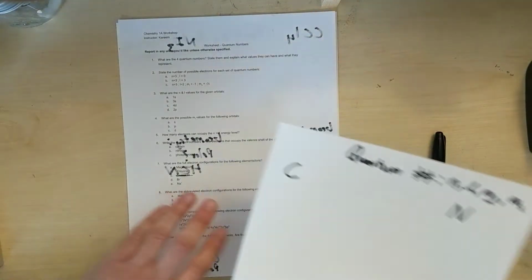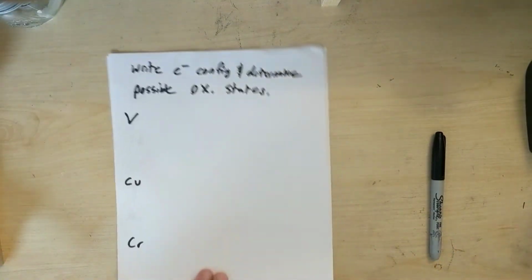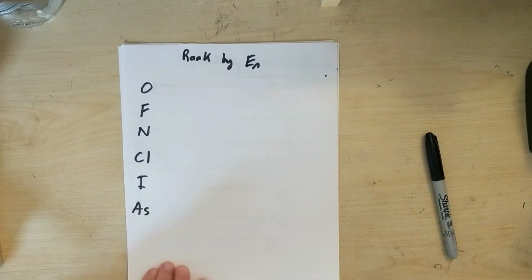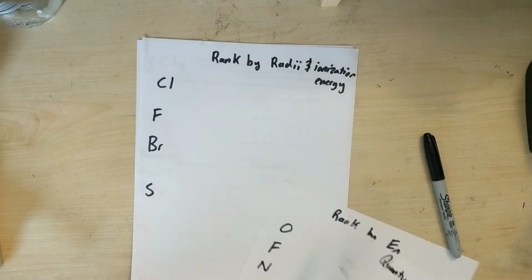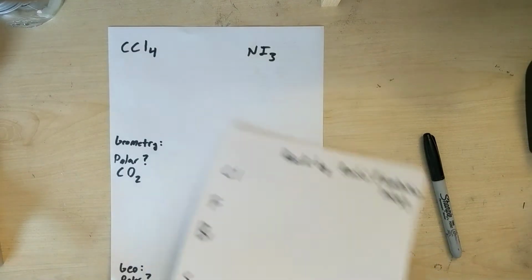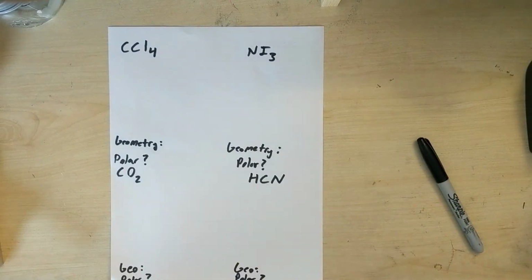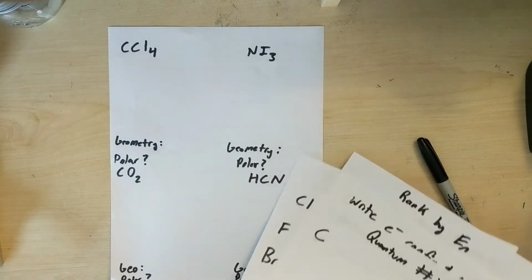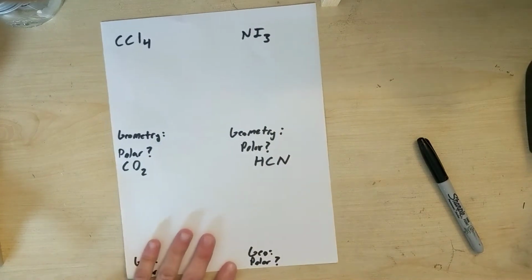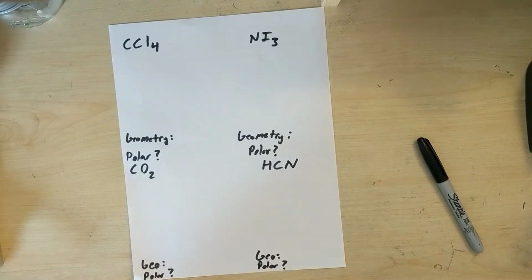So we're going to do quantum numbers. We're going to do electron configuration and oxidation states. We're going to rank things by their electronegativity. We're going to rank them by their atomic radii and their ionization energy. And then we're going to finish off by doing Lewis dot structures, geometry, polarity. And during this unit, I'll probably also talk about sigma bonds, pi bonds. And I think that's about it. I think that's all you guys really talked about.